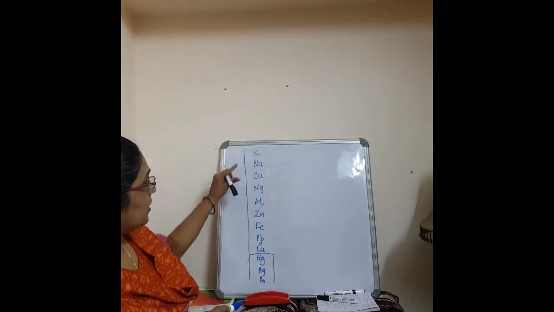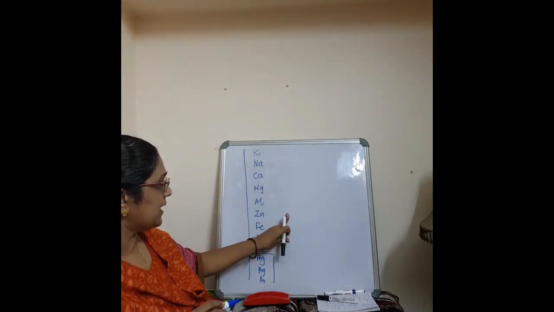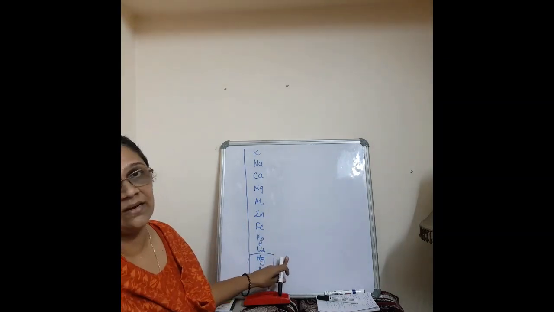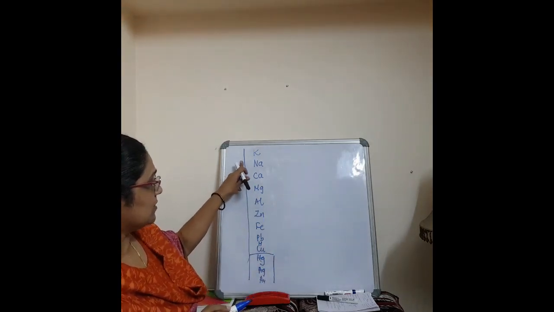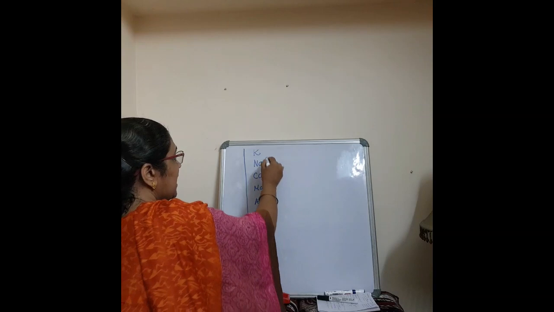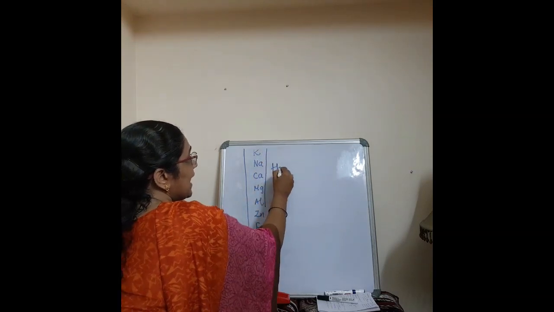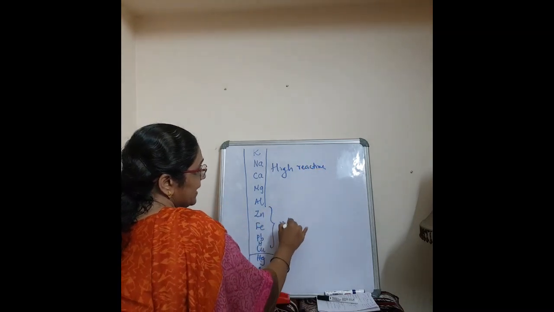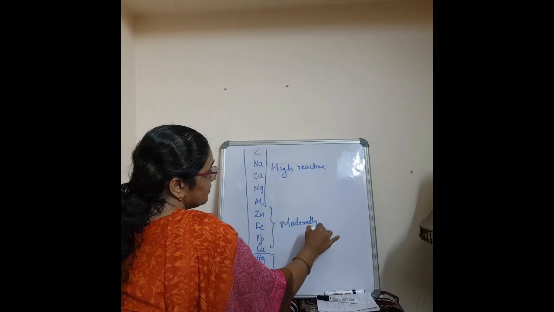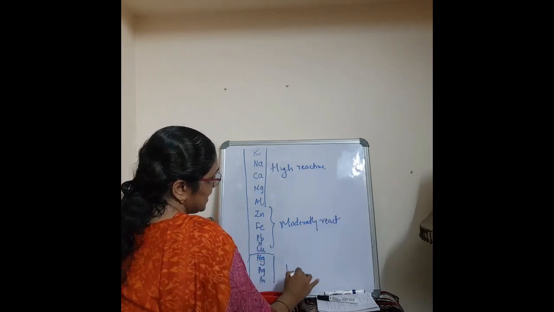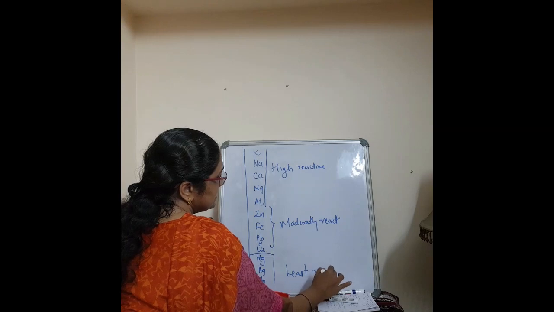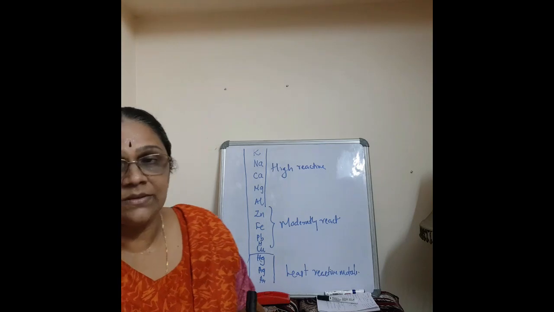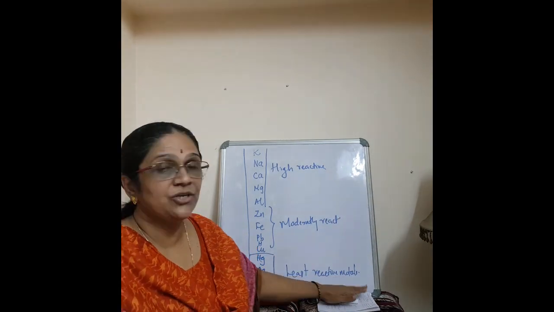They are least reactive. So, we don't have to bother about those metals. What do we have to bother about? The most reactive metals, the moderately reactive metals, and the least reactive metals, from which we can extract the metal. Okay. So, from this reactivity series, these are the highly reactive metals, these are the moderately reactive metals, and last are the least reactive metals.